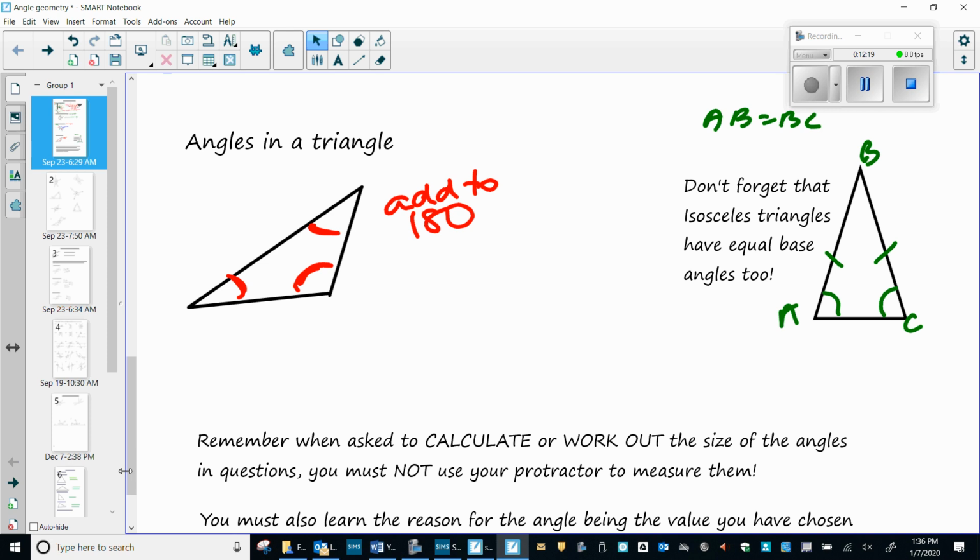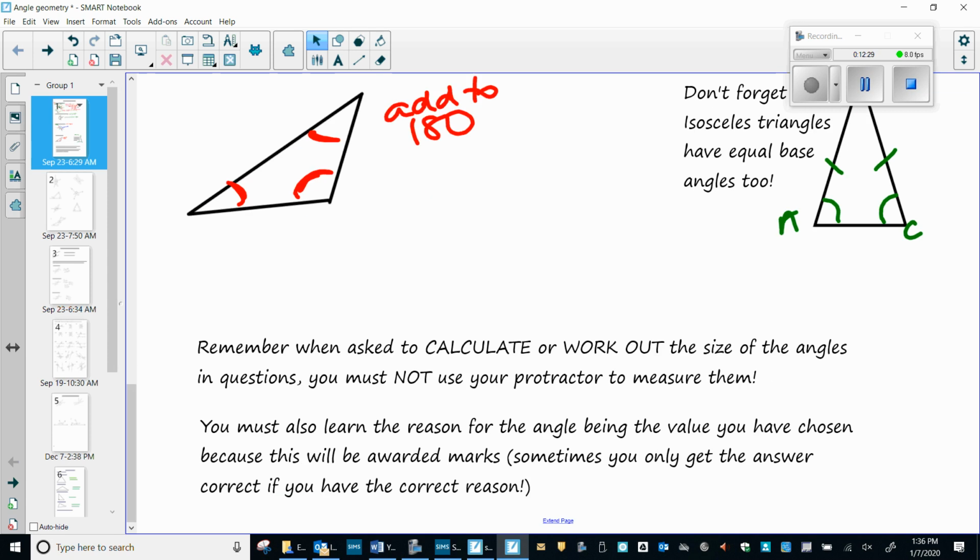Right. So it says here at the bottom: remember, when asked to calculate or work out the size of the angles, you don't use your protractor to measure them. You also need to learn the reason for the angle being the value chosen, because that's going to be awarding marks. Sometimes you may get the answer correct, so you may say that the missing angle is 27, but if you haven't got the correct reason, you get nothing. You may think it's a bit harsh, but you do need to make sure you've learnt those angle reasons. And as I said, sometimes you need to give more than one reason.